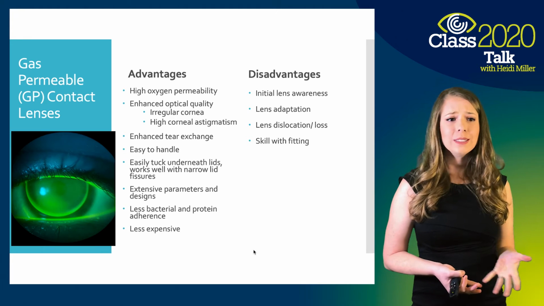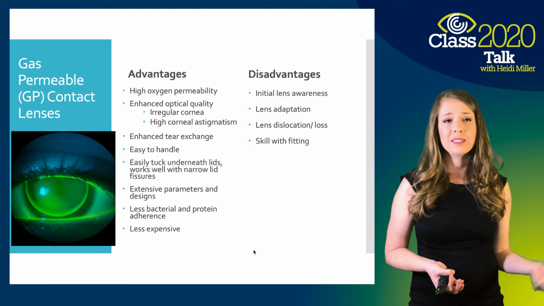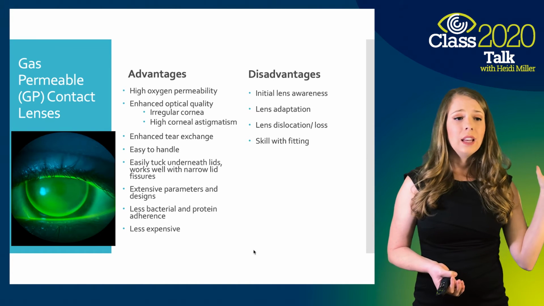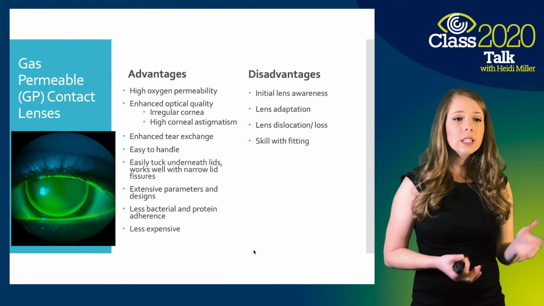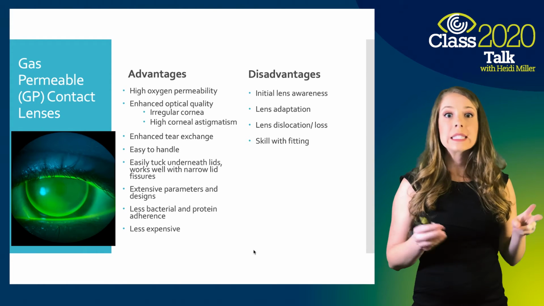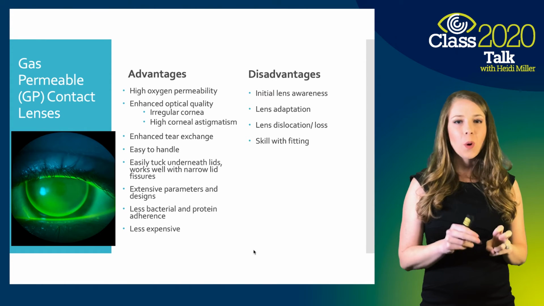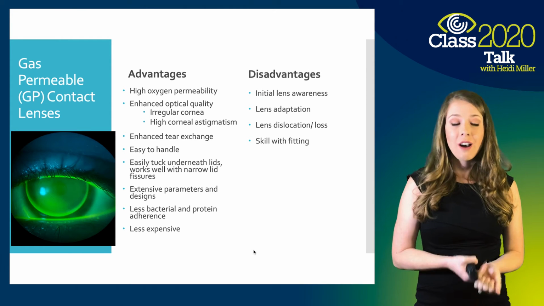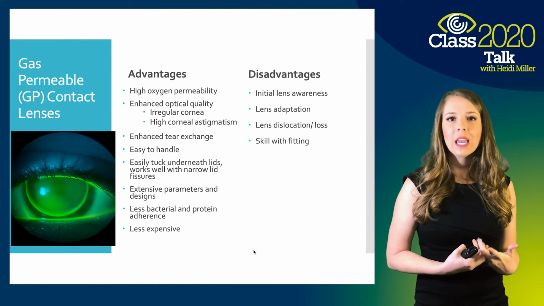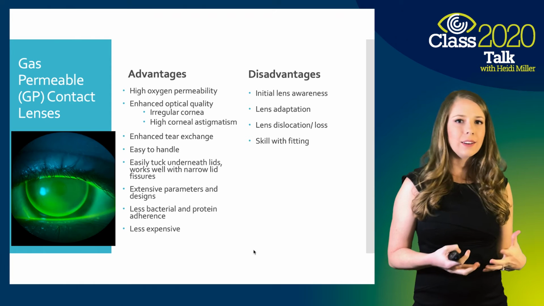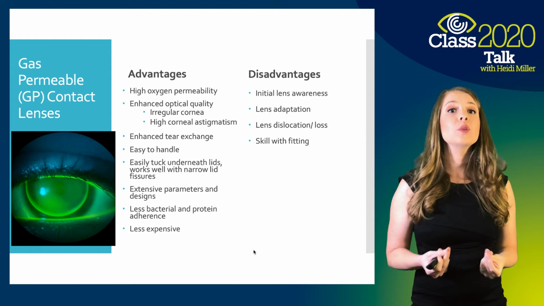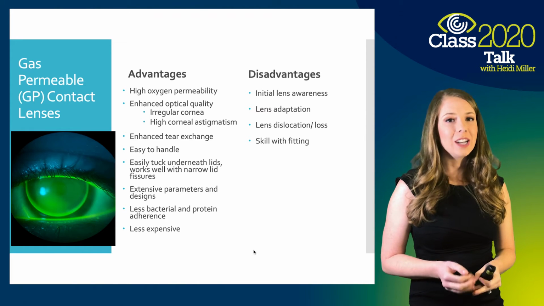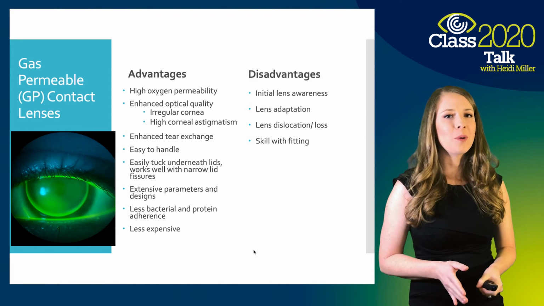We are prone to lens dislocation and loss with GP lenses, especially if they rub their eye and the lid kind of hits the edge of the contact lens. It can fall out. And it does take a little bit of "skill" with fitting. I wanted to put that in quotes because, as long as you can fit a GP and you have the knowledge on how to fit a GP, it's not any extra skill. It's just the idea that you've got to move quickly and be thinking a little bit on your toes because we're dealing with a child. So we've got a smaller window of cooperation.